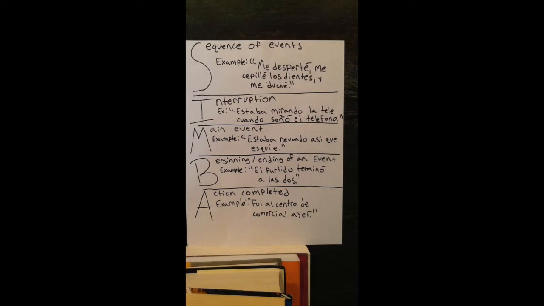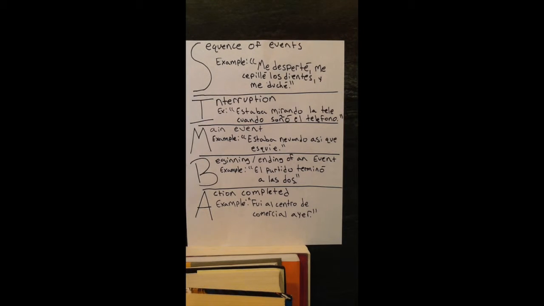The second letter is I, which stands for an interruption. An example of this: I was watching TV when the phone rang. In Spanish: estaba mirando la tele cuando sonó el teléfono. So notice how the beginning is in the imperfect, and then after the interruption word, in this case cuando, the verb is going to be preterite.